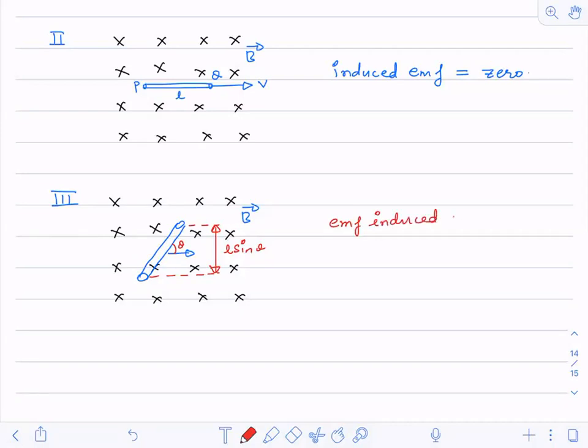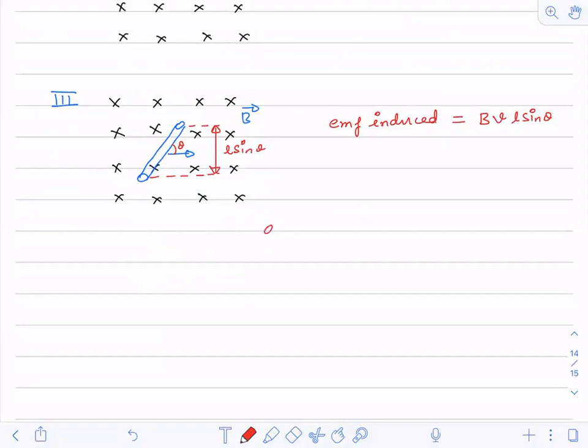EMF induced will be how much? It will be BV into L sine theta. The vertical component is what will cross the magnetic field. It is the same as if I have this rod which is bent at a certain angle with the horizontal. So this will be the vertical portion and this will be the horizontal component of that.